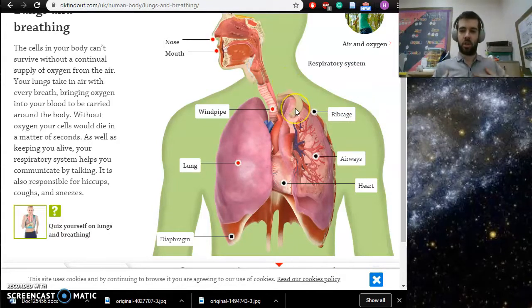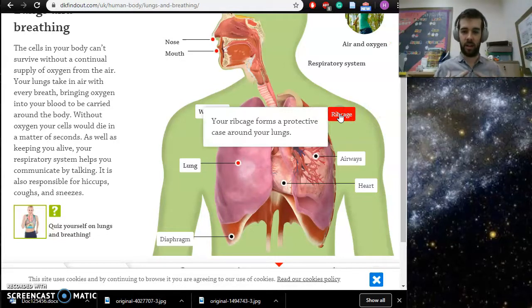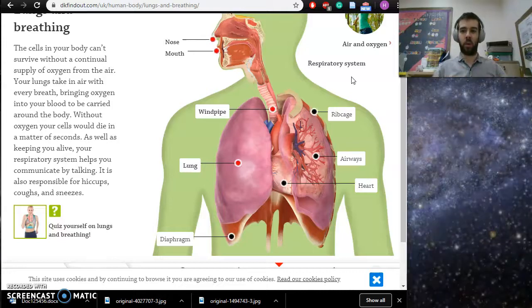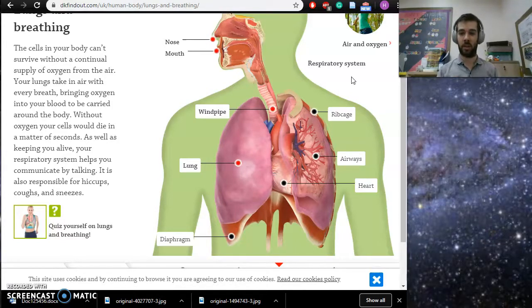Very quickly, the rib cage. We can all feel our rib cage. It's here. It goes down to about halfway down our chest, and that is to protect really vital organs. It says the rib cage forms a protective case around our lungs, around our heart, and it's super important. If we didn't have the rib cage, and something hit us in the chest, it could really affect our lungs, it could really affect our heart. So we're lucky we have a rib cage. If you get a broken rib cage, it can be very serious. So yeah, you need to go to the hospital for that.